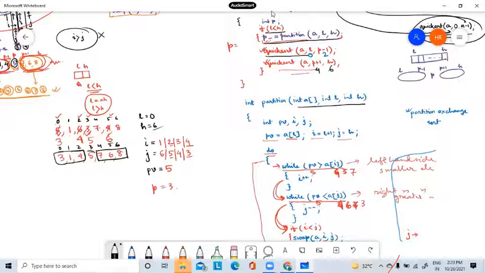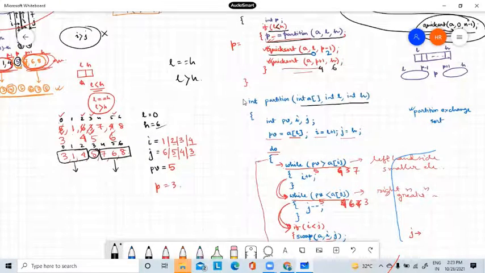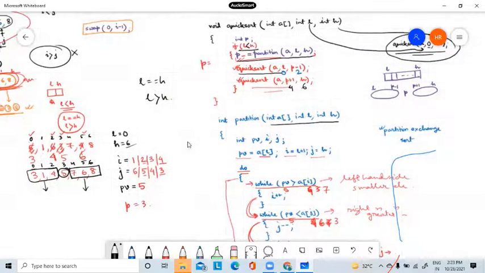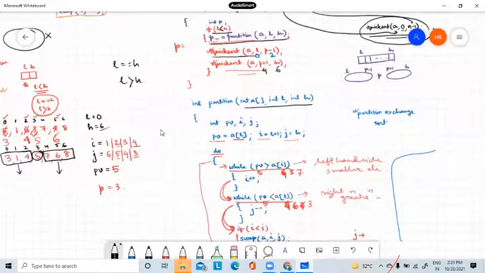So see, one element is sorted. Then in the next iteration, the next two elements will be sorted. And when the relation of L and H becomes like this or like this, we will stop calling the quick sort, and this way you will get the whole array in sorted form. So this is the whole quick sort function, and this is how this quick sort function will run.